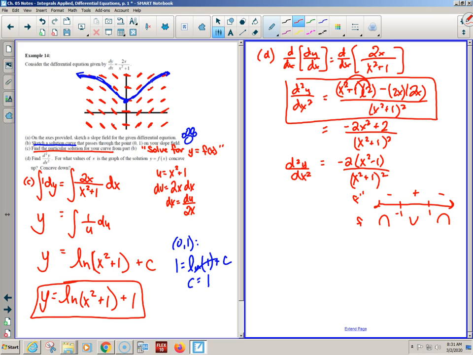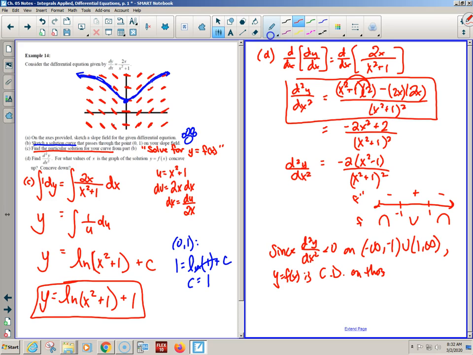So therefore, I can say, since d squared y all over dx squared is less than 0 on both negative infinity to -1 and 1 to infinity, y equals f of x is concave down on those intervals. You guys see how I'm just taking my sign chart and making a sentence out of it? Right? And so then you guys, your turn. How do you finish it?